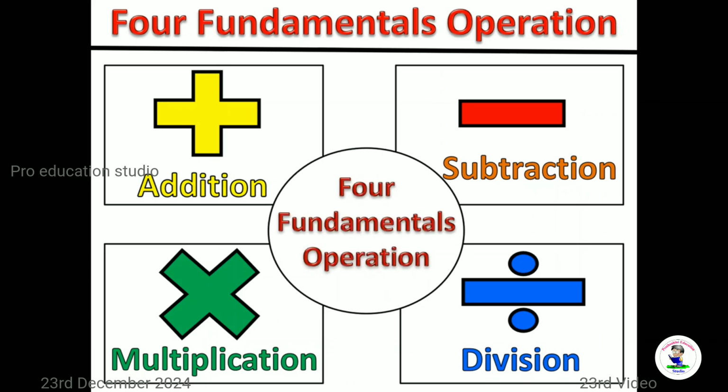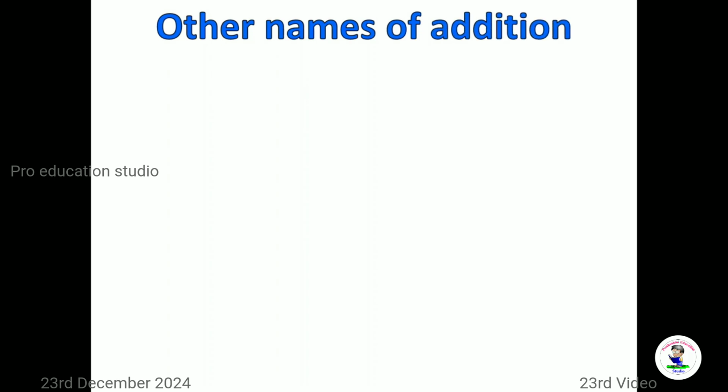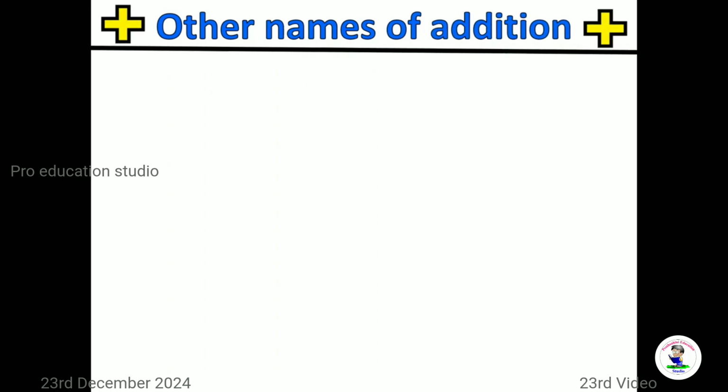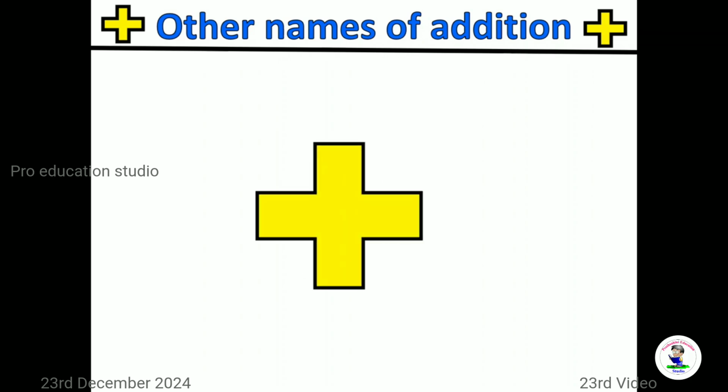Now we will see the addition, subtraction, multiplication and division. What are the other names of them and what is the definition of them. Let's see it. Now first we go on to the addition. Now other names of addition. What are the other names of addition? I think you don't know. Let me explain it. Now you can see here the addition symbol.